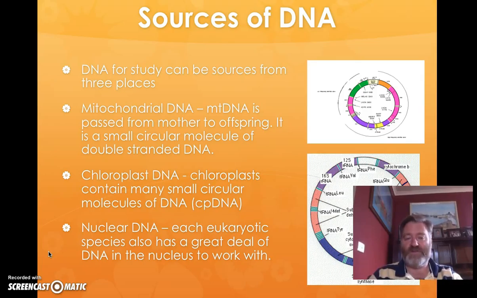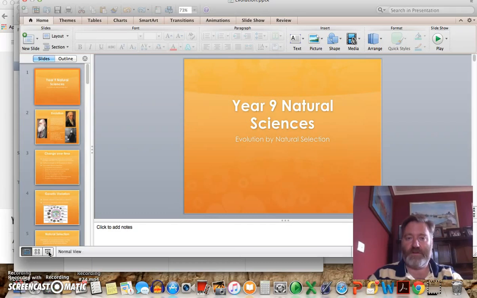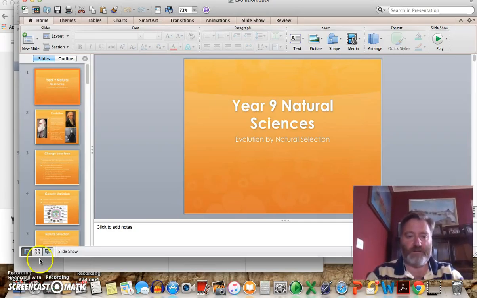To study DNA, we tend to take obviously nuclear DNA from our cells, but mitochondria and chloroplasts also have DNA. And these are quite interesting because they form clocks in that their mutation rate is quite steady, unlike the mutation rate in nuclear DNA. And so they've been quite useful in some of these studies. And of course, we can collect human DNA from ancient fossils too. Not as easy because the DNA tends to decay over time, but reasonably robust, and it can be gained from some fossils.